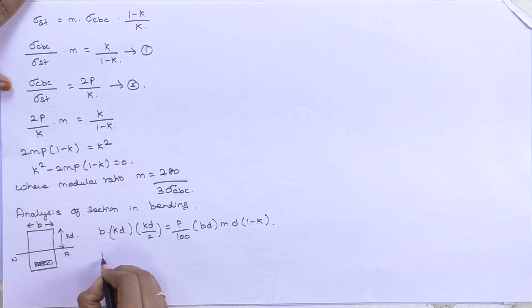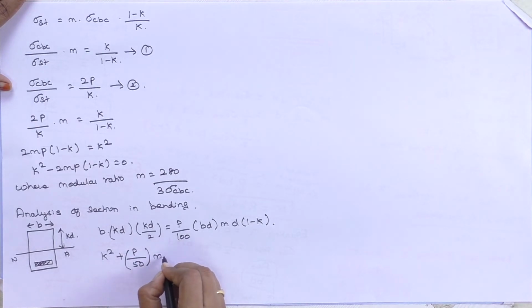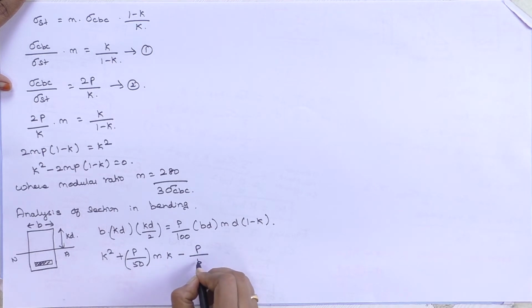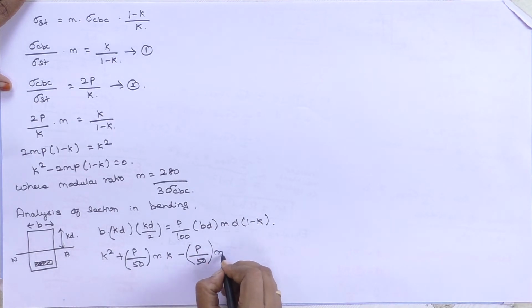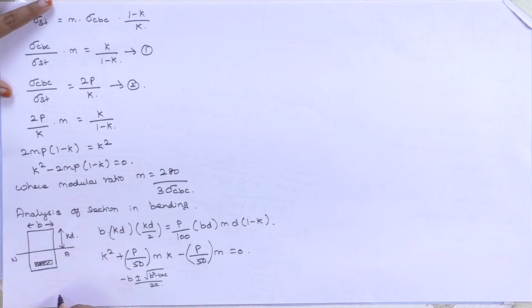Here K square plus P by 50 M into K minus P by 50 M is equal to 0. From this equation, we can solve this equation. Minus B plus or minus root of B square minus 4AC divided by 2A. We can get where P is equal to 100 AST divided by BD.